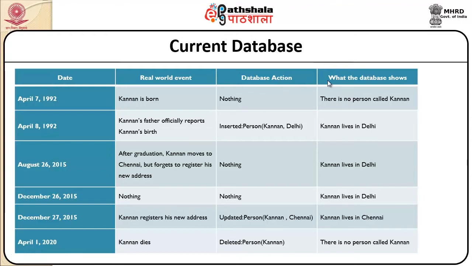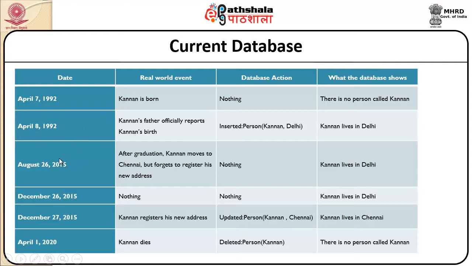What is being shown in the database is that there is no specific person called Kannan. But the father of the newborn person has updated the records on April 8, 1992, that means the second day of his birth, and officially reports Kannan's birth. So, a new person is being inserted. The new person is Kannan and place of birth is Delhi. So, a person is born, a person record is created and it is updated that the person lives in Delhi and that date is also mentioned. So, Kannan lives in Delhi would be the update that is happening in the database along with the time period.